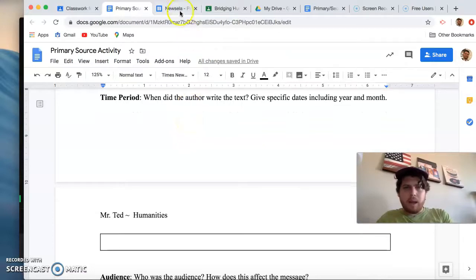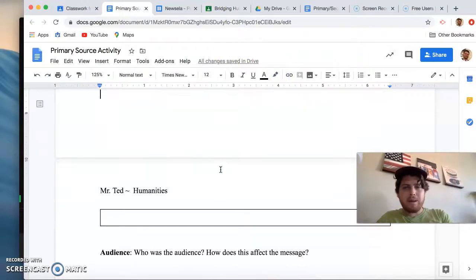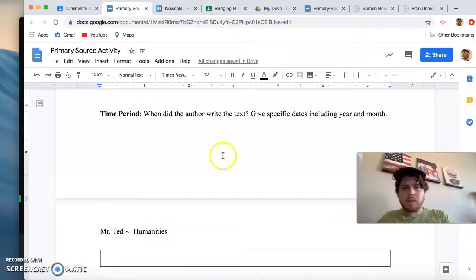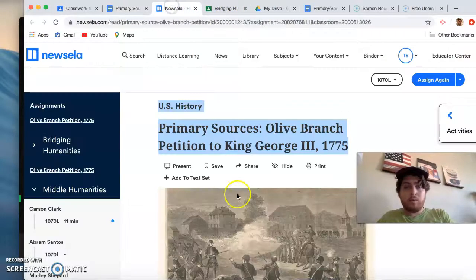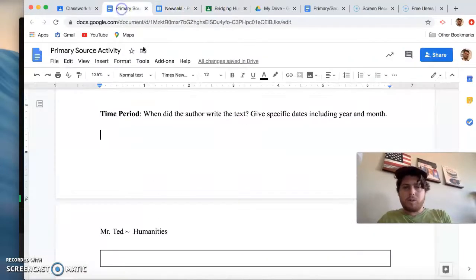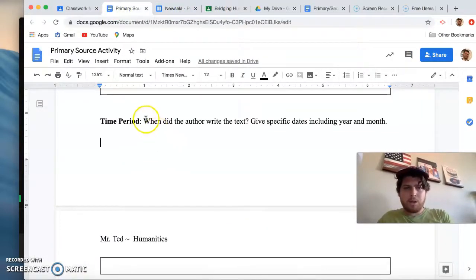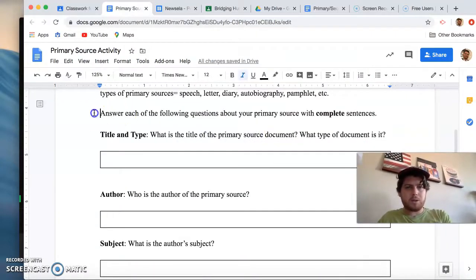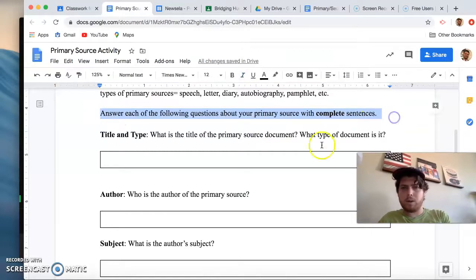Time period. You need to look for the time period, including the year and the month. There's a lot happening in 1775, 1776. The month is also important. So if we look here at the New ZLA one, it says right here in the first line in the editor's note, this is when they adopted the olive branch petition, July 5th, 1775. So for this question, you just put that information in a complete sentence right here. Do not forget, it says answer each of the following questions about your primary source with complete sentences.